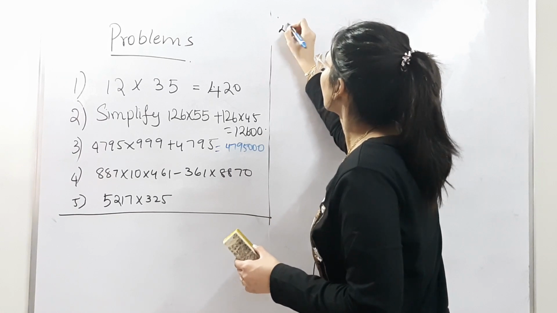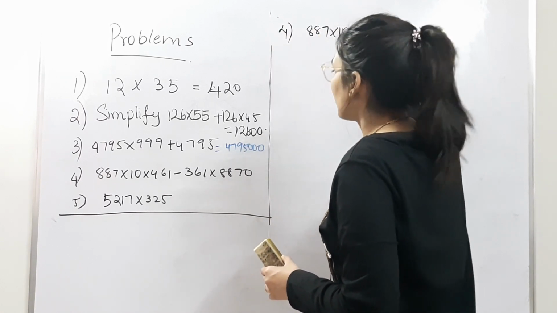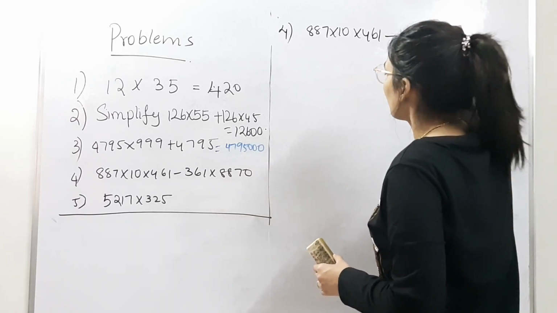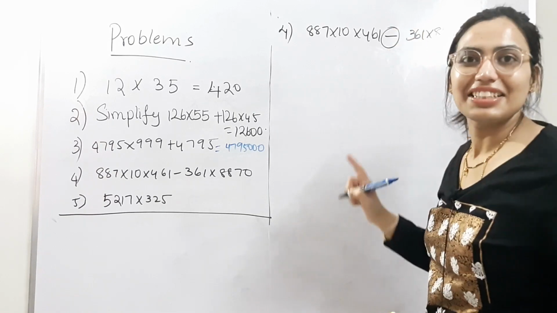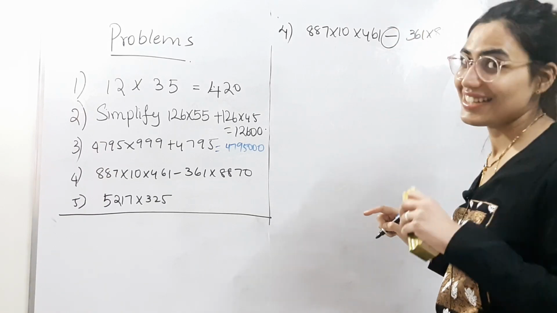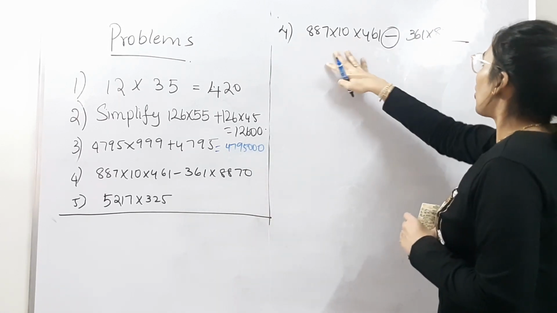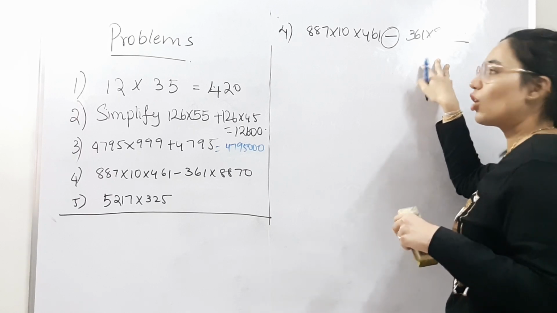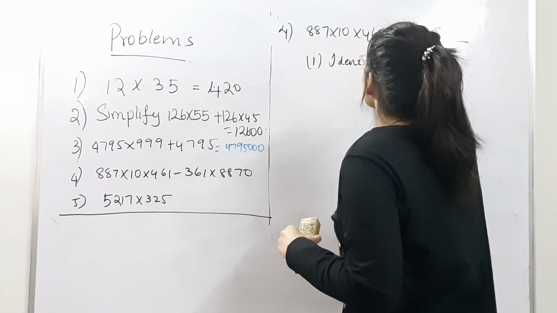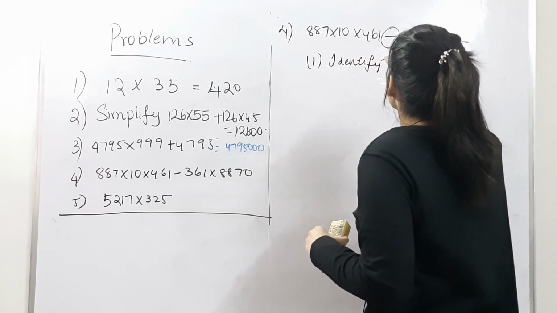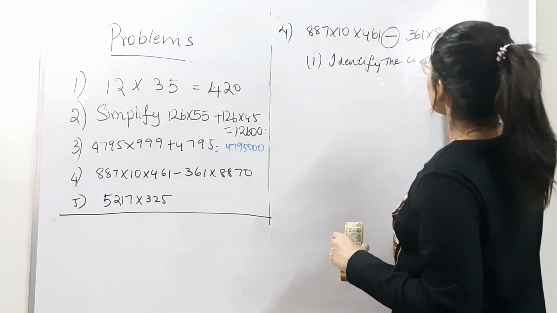What is the next problem? 887 into 10 into 461 minus 361 into 8870. Here we have minus. And this is nothing but distributivity of multiplication over subtraction. So, here you know this number, there is no common number here. First we need to get the common number. First one is identify what is common.